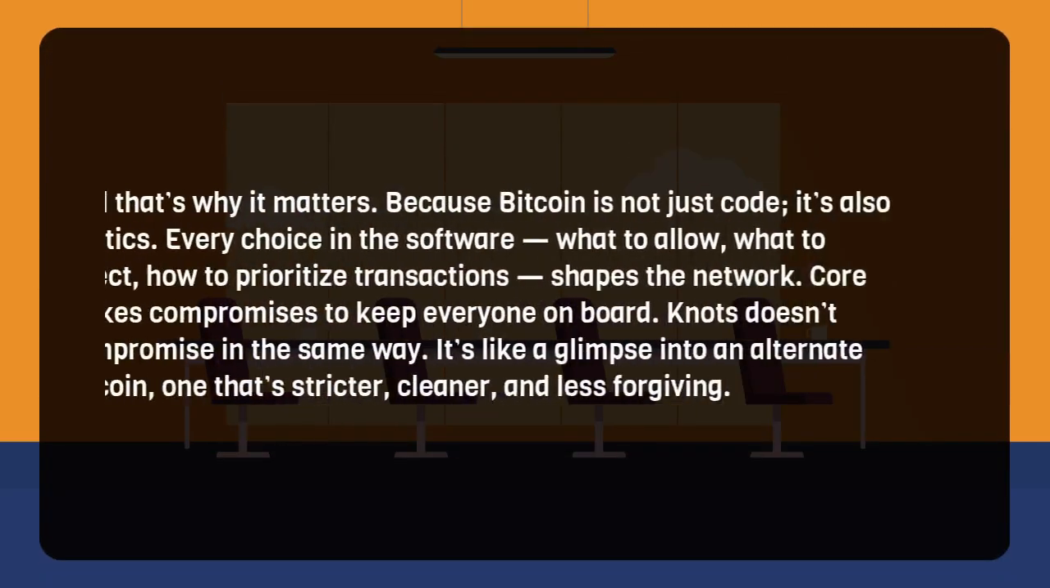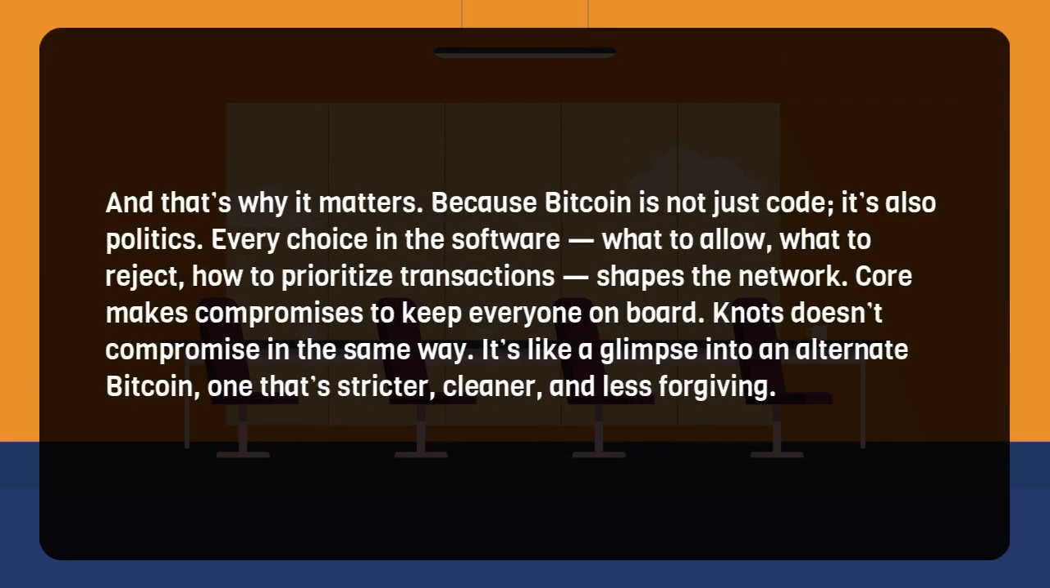And that's why it matters, because Bitcoin is not just code, it's also politics. Every choice in the software, what to allow, what to reject, how to prioritize transactions, shapes the network. Core makes compromises to keep everyone on board. Knots doesn't compromise in the same way. It's like a glimpse into an alternate Bitcoin, one that's stricter, cleaner, and less forgiving.